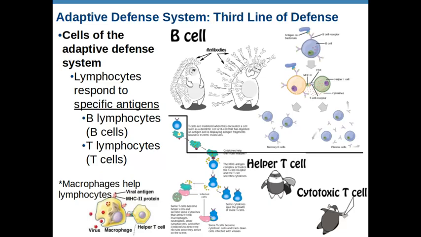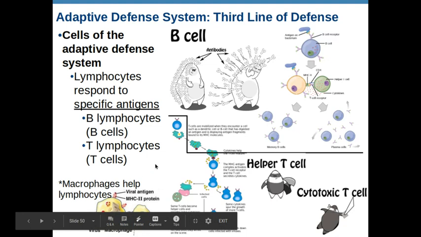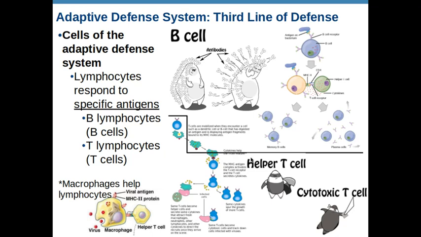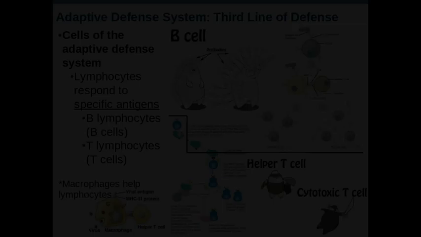So let's keep moving. The cells involved in this third line of defense are the lymphocytes. Lymphocytes are classified as cells that are able to respond to specific antigens or foreign particles. We've got our B lymphocytes and our T lymphocytes, also known as B cells and T cells. We also have macrophages that are going to help the lymphocytes in their immune function. We've got the helper T cells, cytotoxic T cells, that kind of thing. You see the B cells up here with lots of cool little details about that. Go ahead and take a look at those in your time.